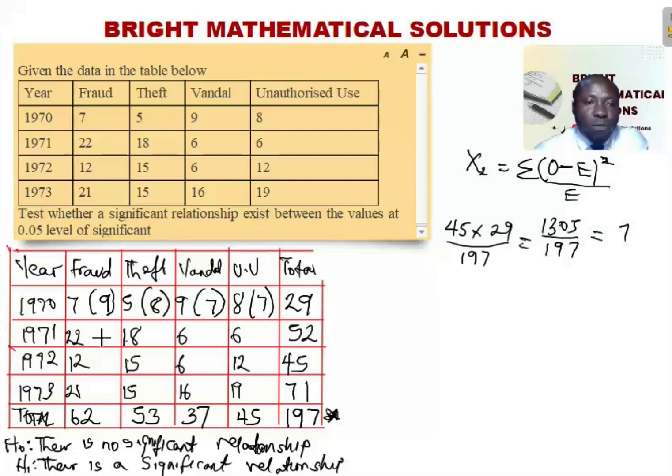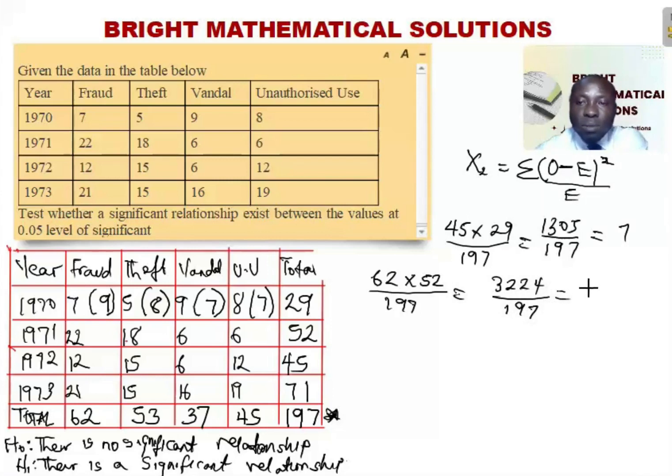So for the second row, that is fraud 1971, that is 62 the total, and against the total here, that is multiplied by 52 over 197. So that gives me 3224 divided by 197. After I did the calculation, I got 16. So I'm coming back here and writing 16.